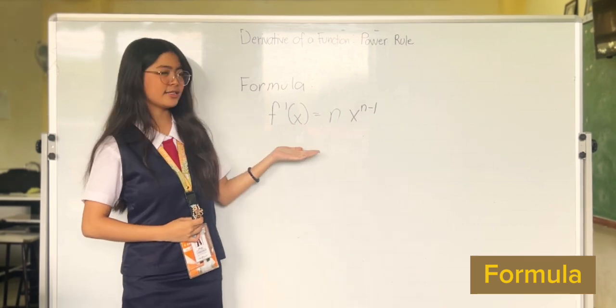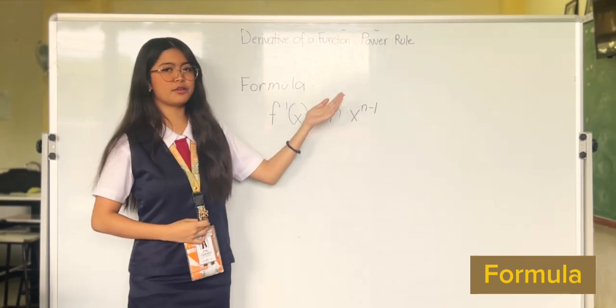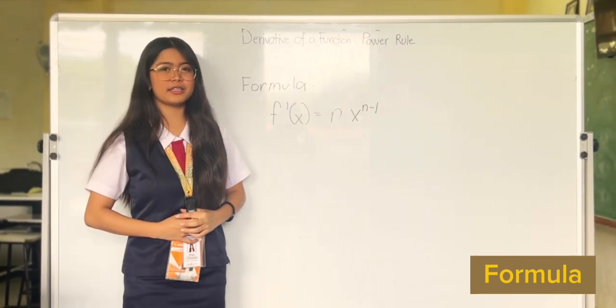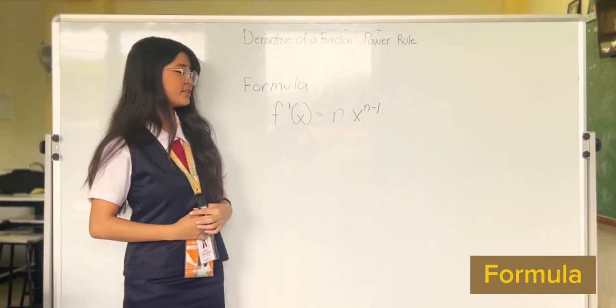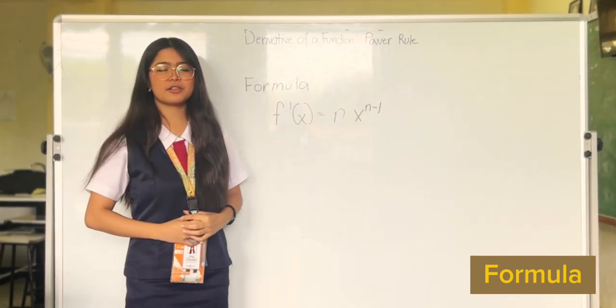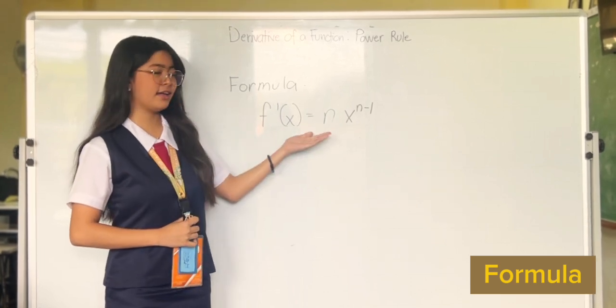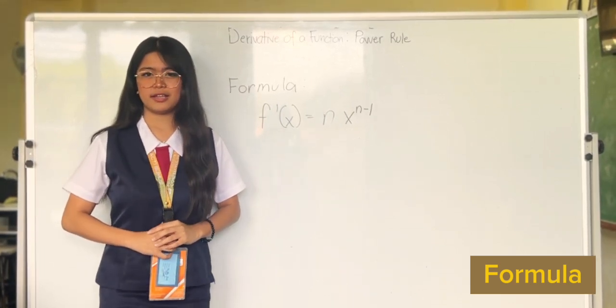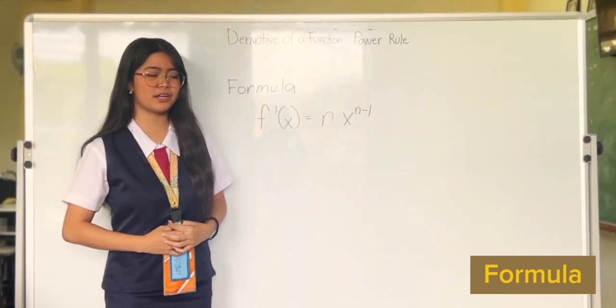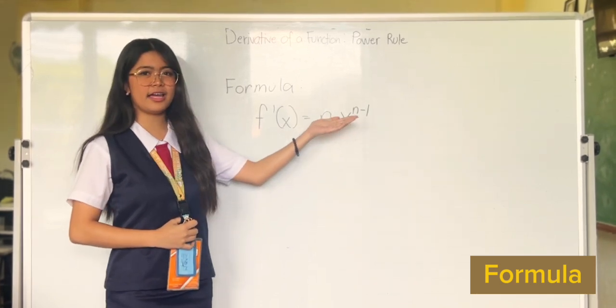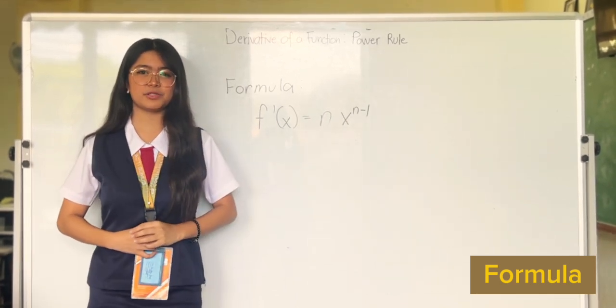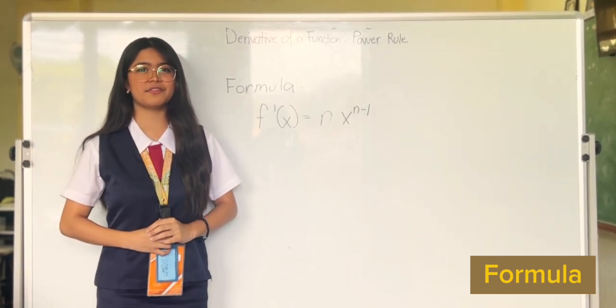f prime of x equals n, x raised to n minus 1. But now, I'll explain the parts of this formula. First is the f prime of x. It is called the derivative. It tells us how the function changes. Then n, it is the exponent, and x is the variable in a function. Then lastly is the n minus 1. It means subtract 1 from the exponent after bringing it down.